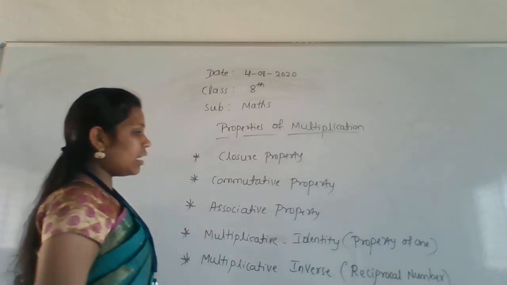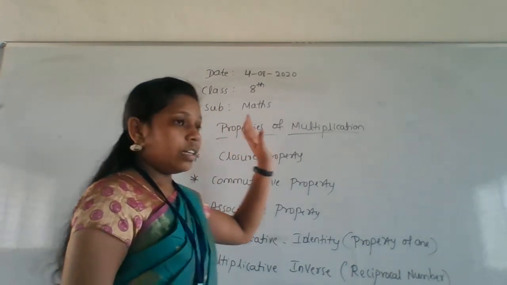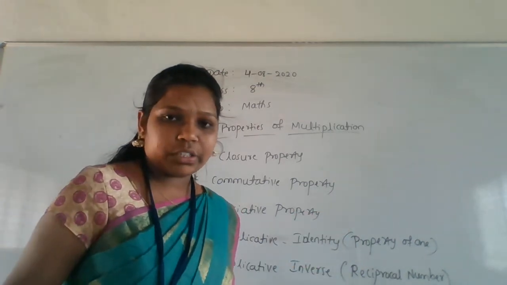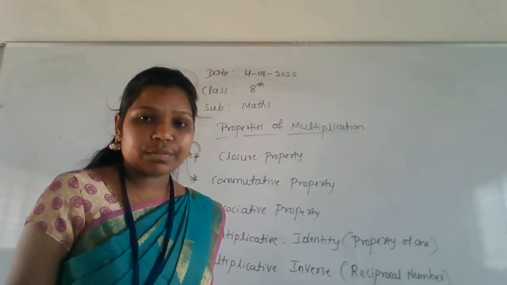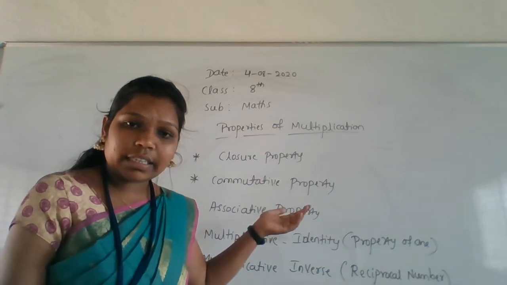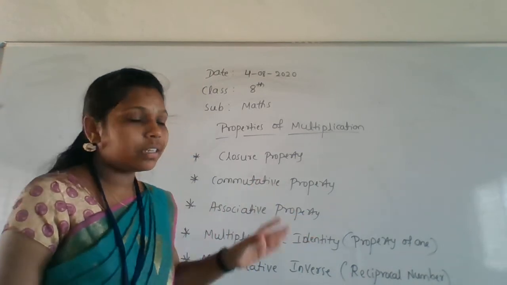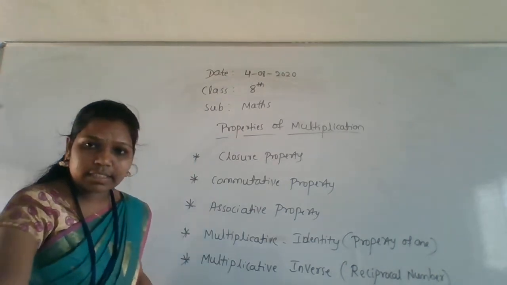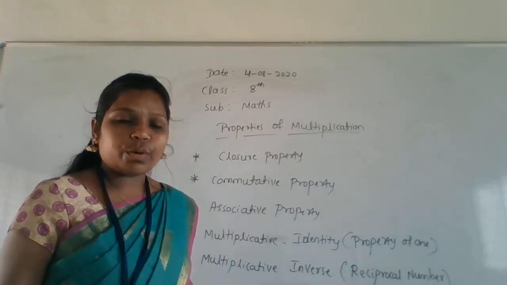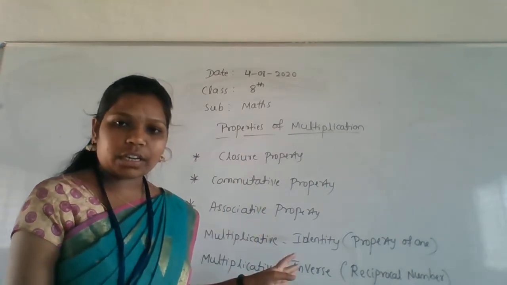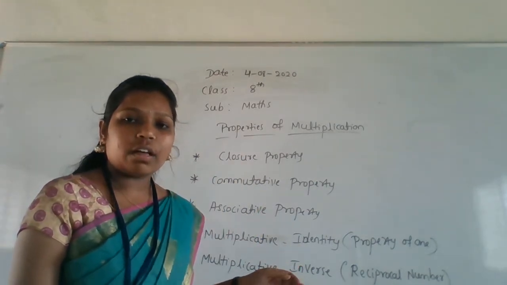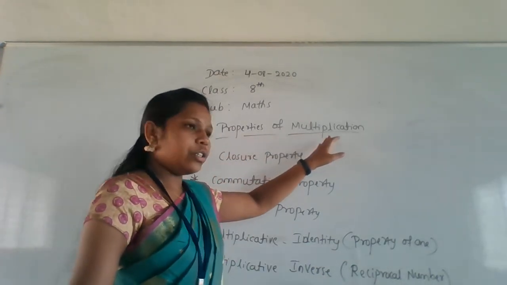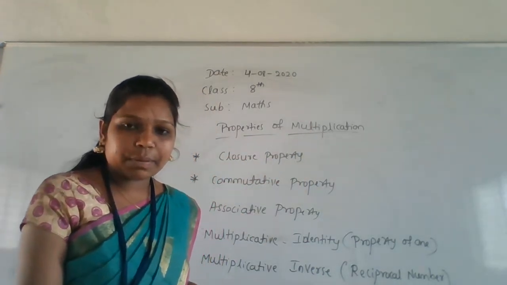In the 7th standard, what did we study? Properties of addition, properties of multiplication and properties of subtraction of integers. In the 7th class, we studied only integers, but we are going to study integers as well as rational numbers, everything. So we have to check rational numbers as well as integers for any number. So here, properties of multiplication. How many properties of multiplication are there?